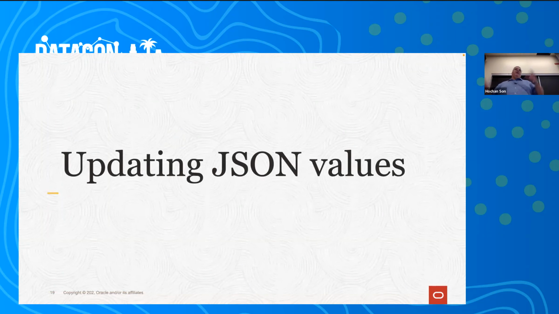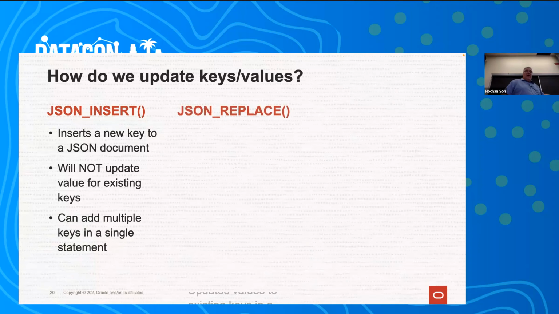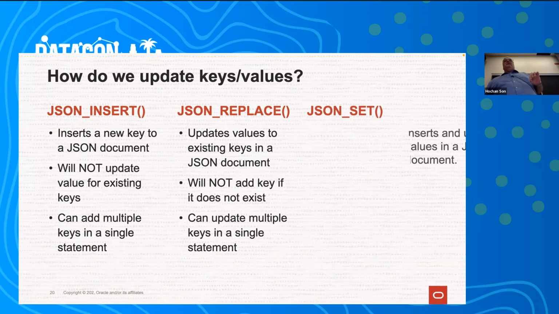Updating JSON values. So now we have our JSON that's stored in the database, and we want to make some updates to it. Remember I said before, in the past, we'd have to update the entire string if we were storing the JSON as a string in a string data type. With the JSON data type, we don't have to do that. We have 3 different ways that we can update data in a JSON data type.